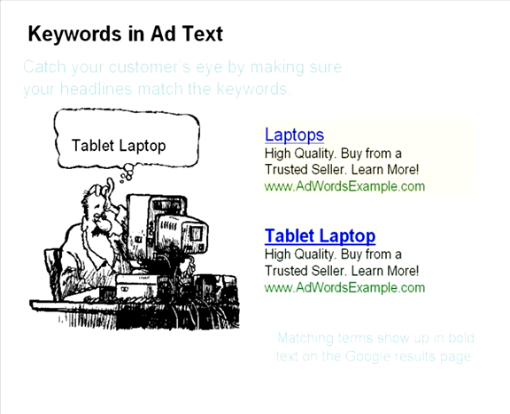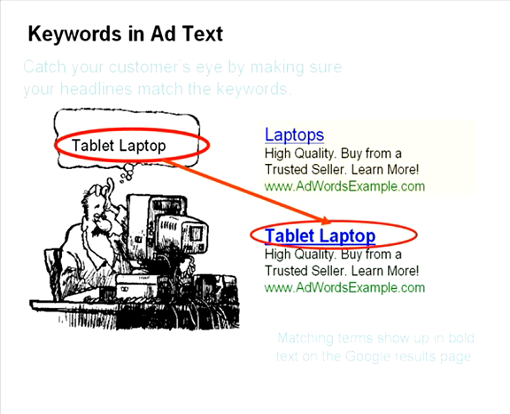So let's see an example here. We have a user searching for tablet laptops. One strong way to attract users to your ad is to catch them by making sure your headlines match the keywords. In these 2 examples, the first ad has a headline of just laptops. The second ad has a headline of tablet laptop. So as a user searching for tablet laptop, I'm going to be more likely to click on the ad that actually has the keyword inside of it. Another good thing is that when you actually search on the keyword and include it in your ad text, matching terms show up in bold text on the Google results page. So that's another great way to highlight your business.